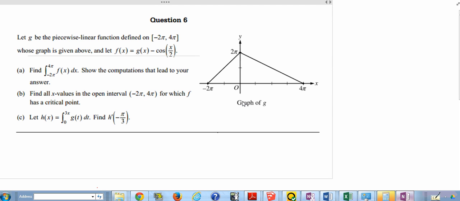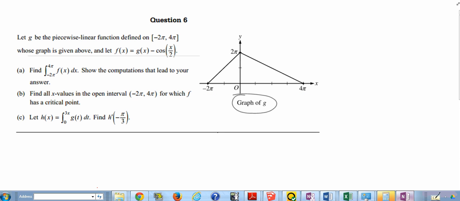Alright, let's take a look at question number 6 on your take-home. We've got this piecewise function here, which is over here the graph of g, and we are going to see that f of x is defined by the graph minus cosine of x divided by 2. And so they're going to ask us three little questions, two questions about this, A and B, and then C is just relating to the graph only.